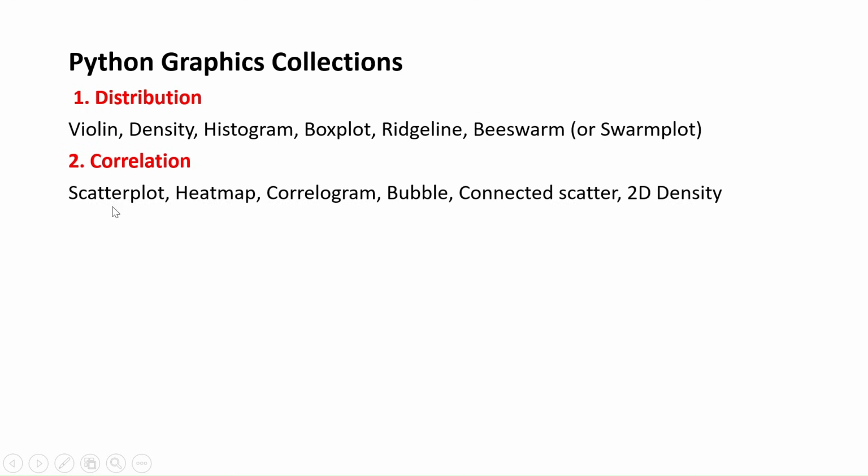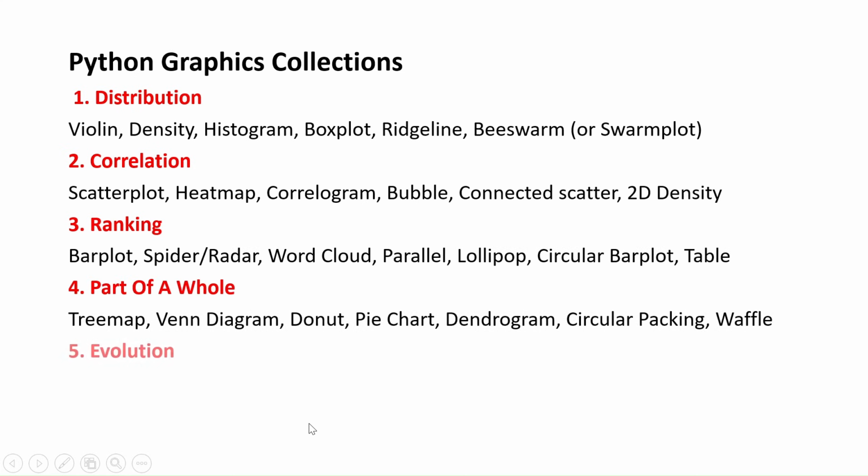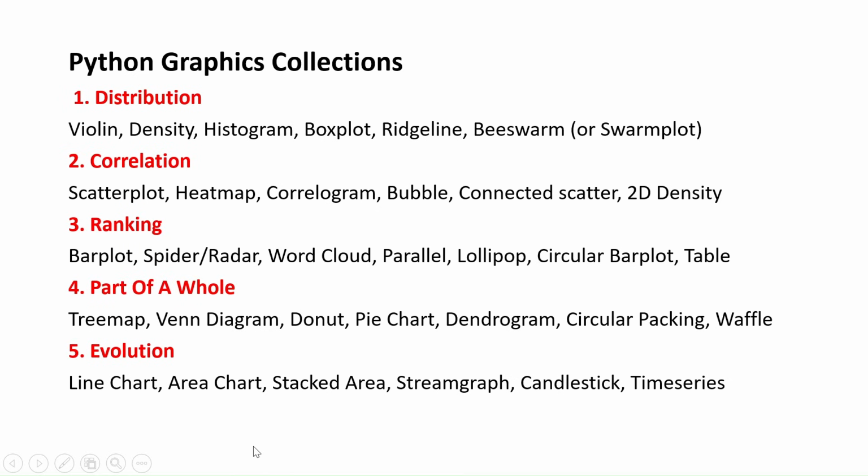But in the next videos we'll do the correlation. So we'll do all these ones, the ranking, and then the part of the whole, the evolution. We may not do them in one video, but maybe two. I mean, like correlation and ranking. Then in another video we may do again part of the whole, and this is the tree maps, the pie charts, the donuts, etc. And then also the evolution, the line charts, and the like. That's for the progression, time series.